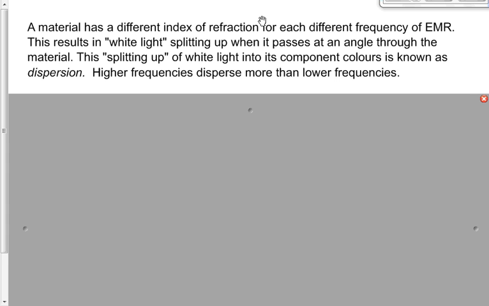Now remember, index of refraction is not a property of the color. It's not the index of refraction for red or for violet. It's the index of refraction for glass or for plastic or for whatever. It's just that the glass has a different index for each different color, slightly different for each different color.